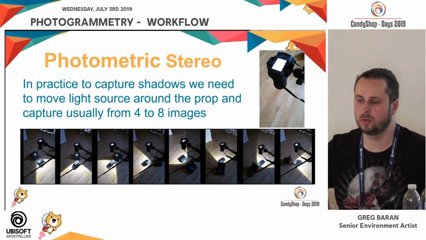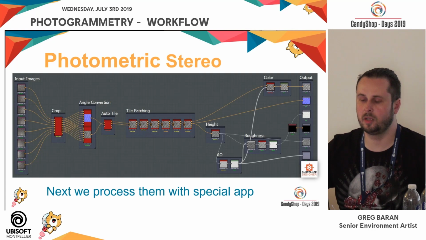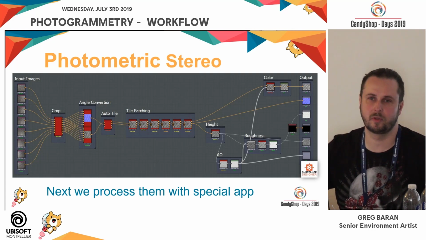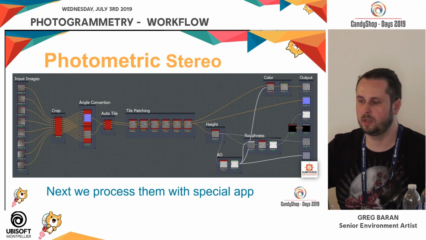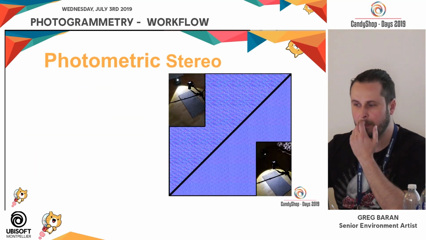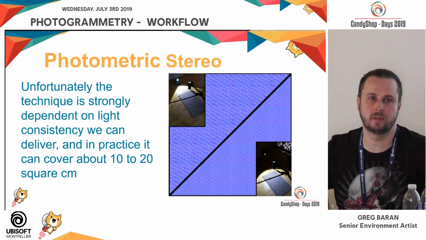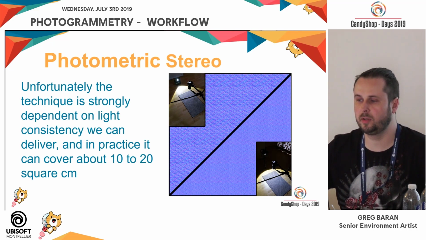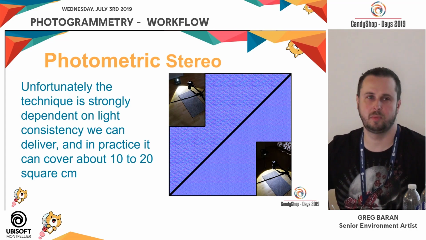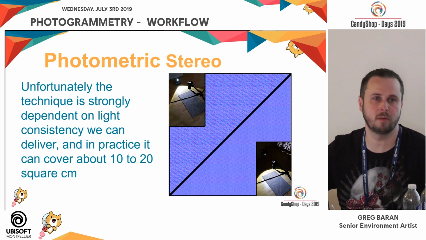So to go with this one, we need to capture 4 to 8 images by moving the light source around and process them with a special node in Substance, for example. It's super fast, and this way we are getting a super accurate normal map with a high level of detail. The problem with this technique is that it's not consistent. In this example, I took the shot with the light being pretty low and being higher, and you can see how much it affects the normal map.